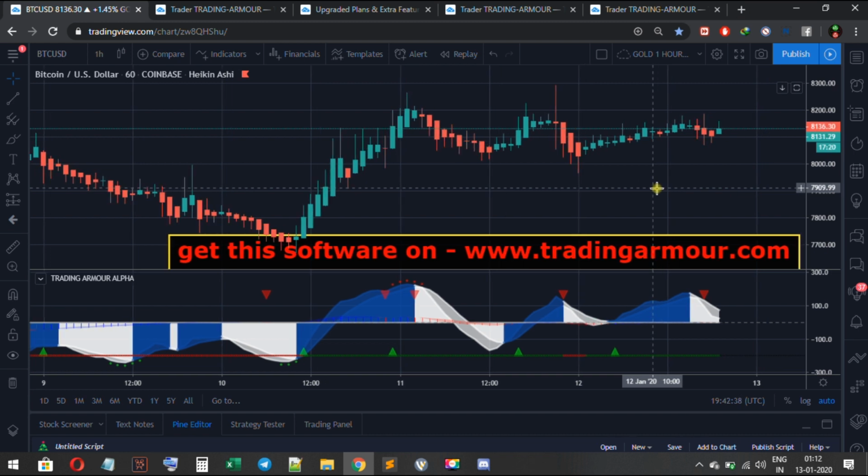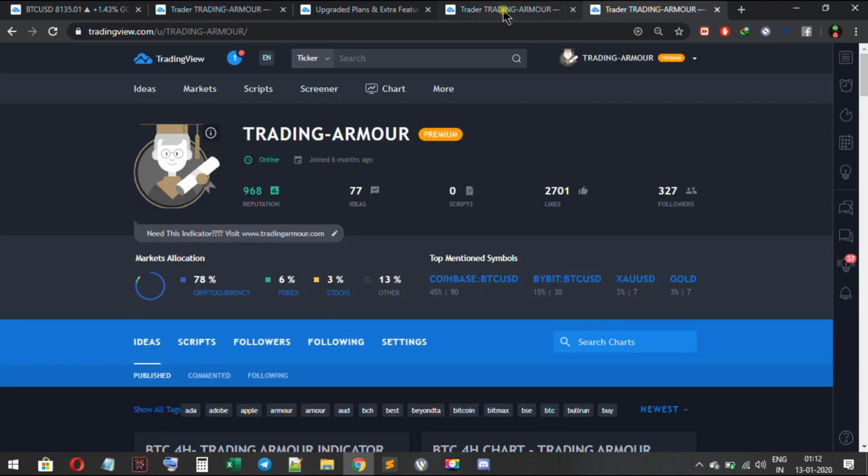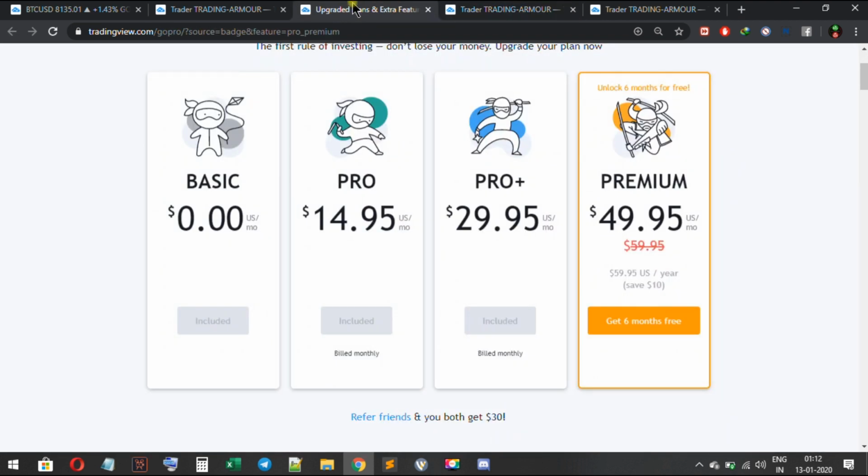There is one more thing I want to tell you about TradingView itself. What TradingView is doing is allowing you to use 6 indicators at a time for $15 a month, and 12 indicators for $30 a month. And now it's giving a $10 discount on the premium membership with 25 indicators. You can use 25 indicators.